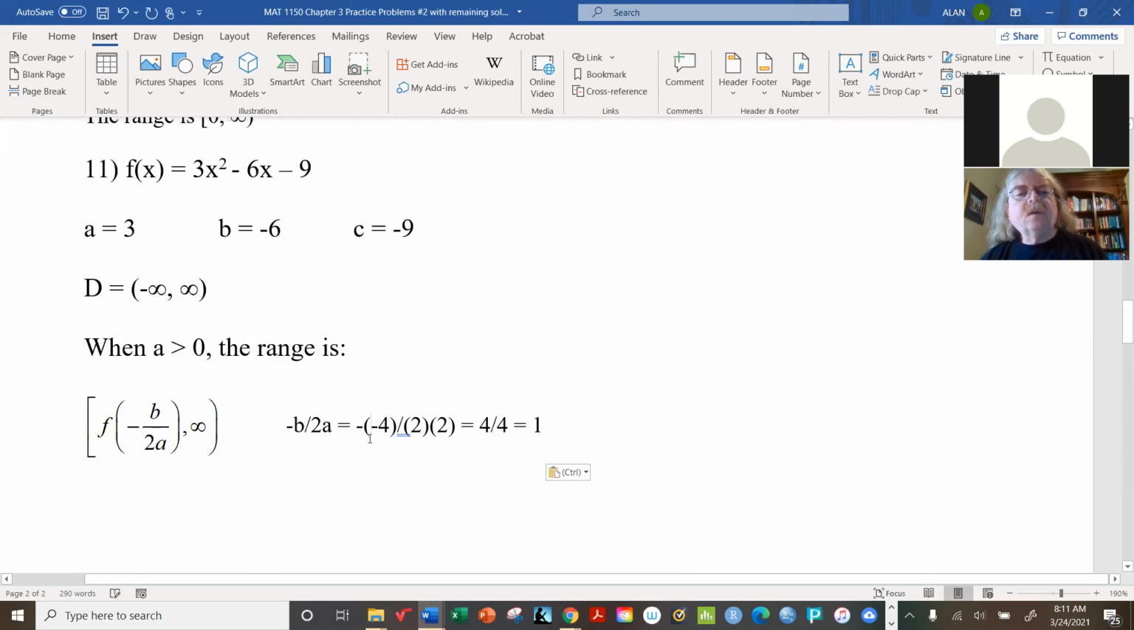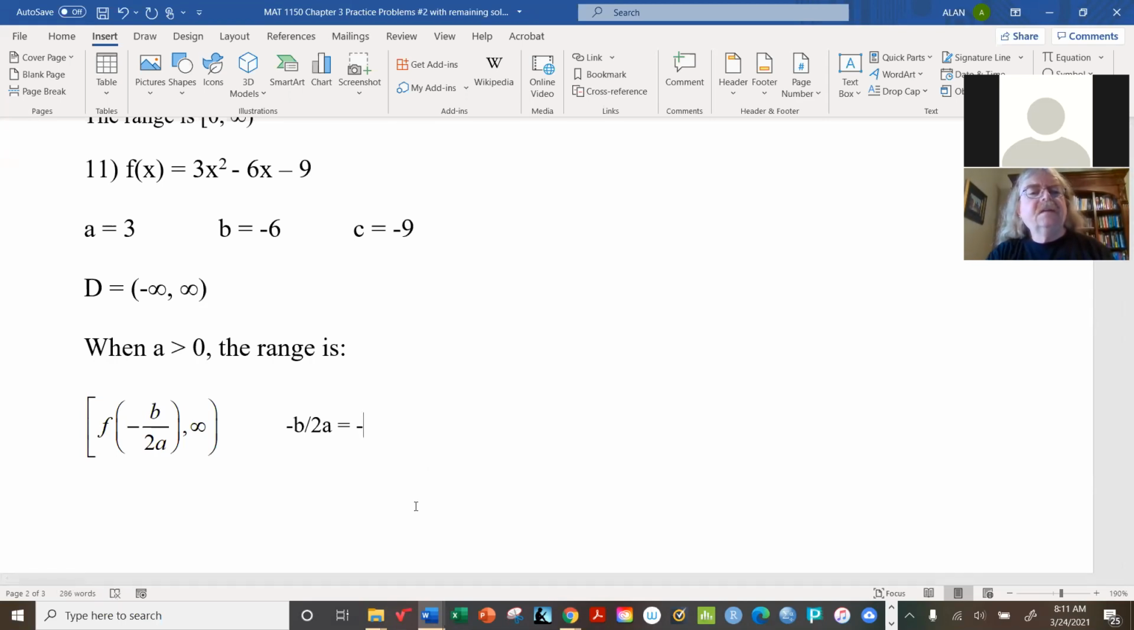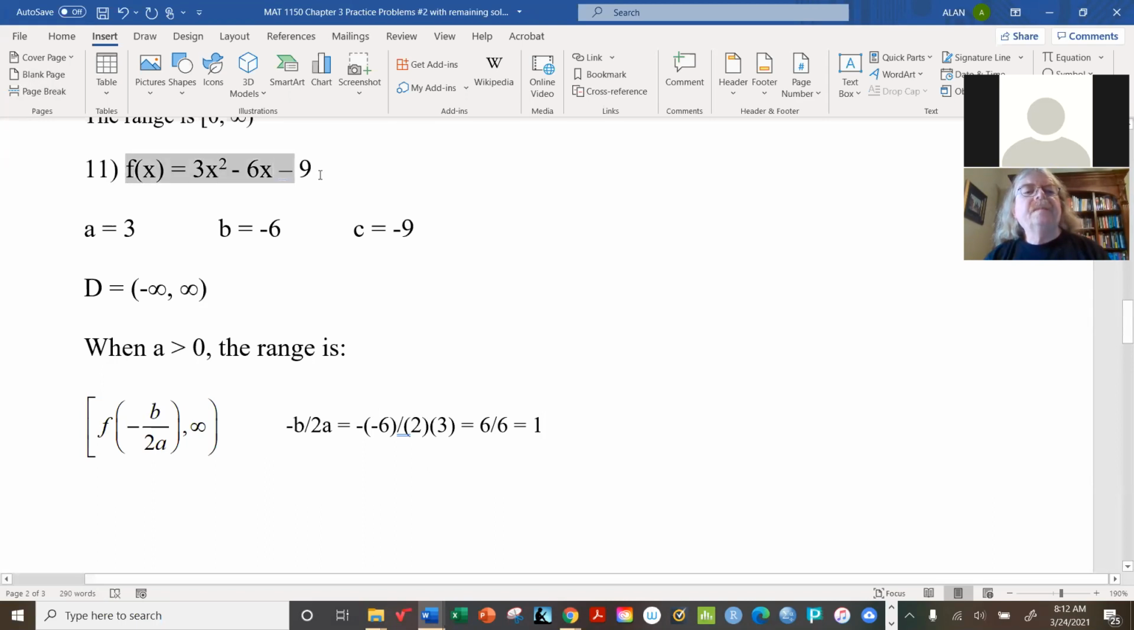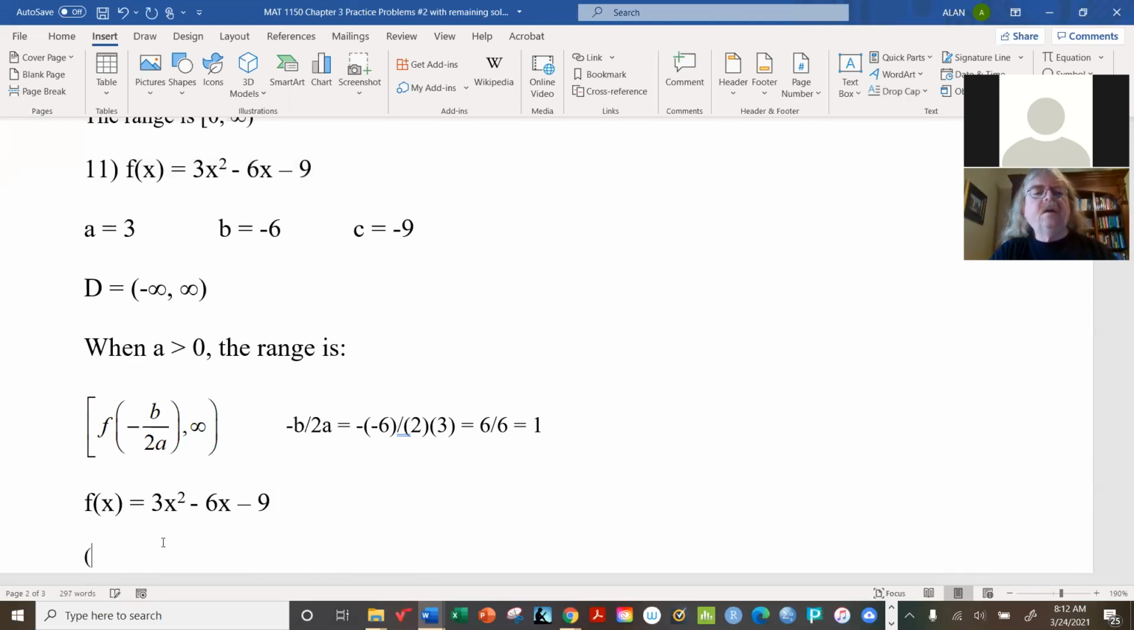Okay, but this time, of course, negative b over 2a is different. We have negative 6, comma, negative 6 over 2 times 3, which just by ridiculous coincidence is also equal to 1. 6 over 6 equals 1. All right, so we're looking for f of 1 based on this function. So f of 1 would be 3 times 1 squared.